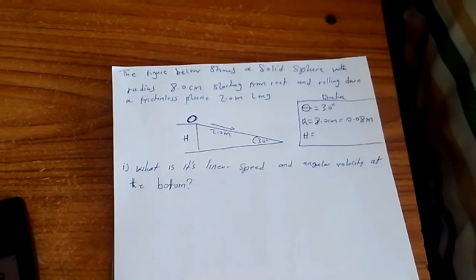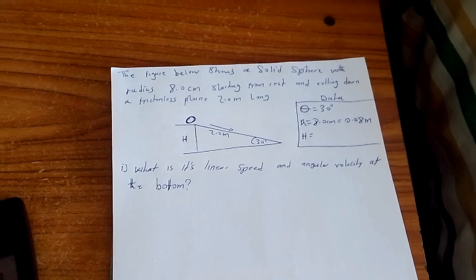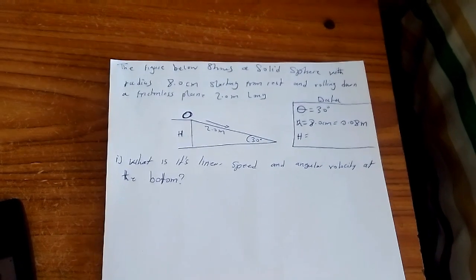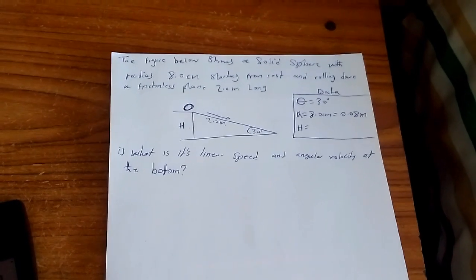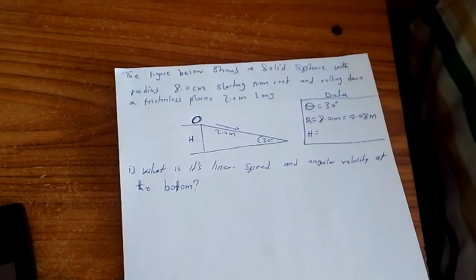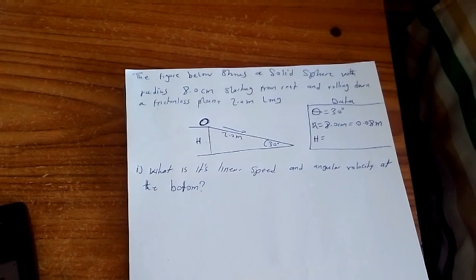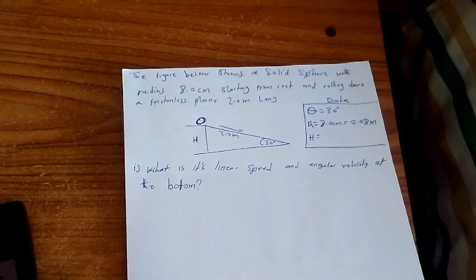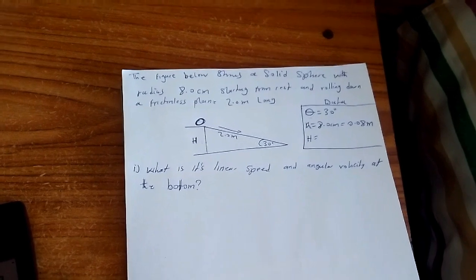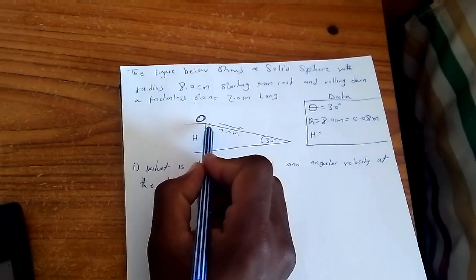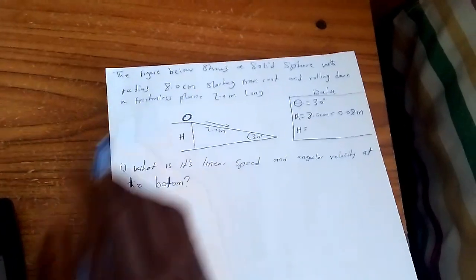Again, we are at this question. In today's lesson, we are going to look at this rotation motion question. The question reads: the figure below shows a solid sphere with a radius of 8 centimeters starting from rest and rolling down a frictionless plane 2 meters long. So the plane is 2 meters.